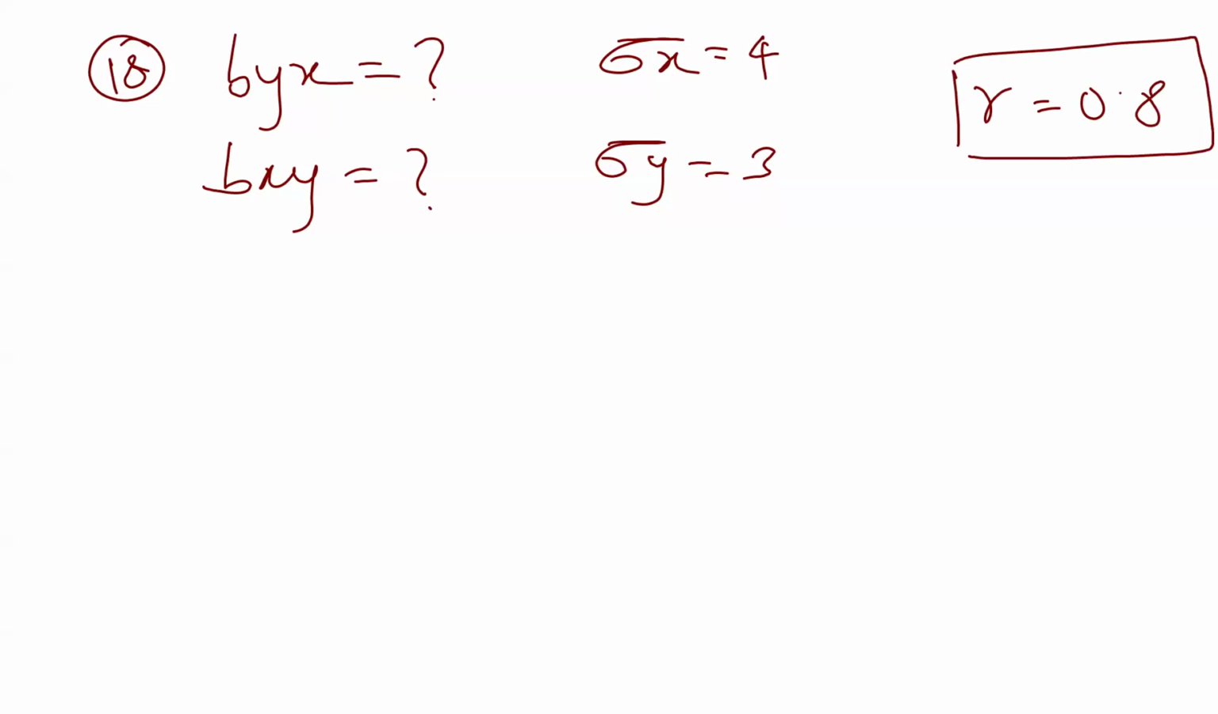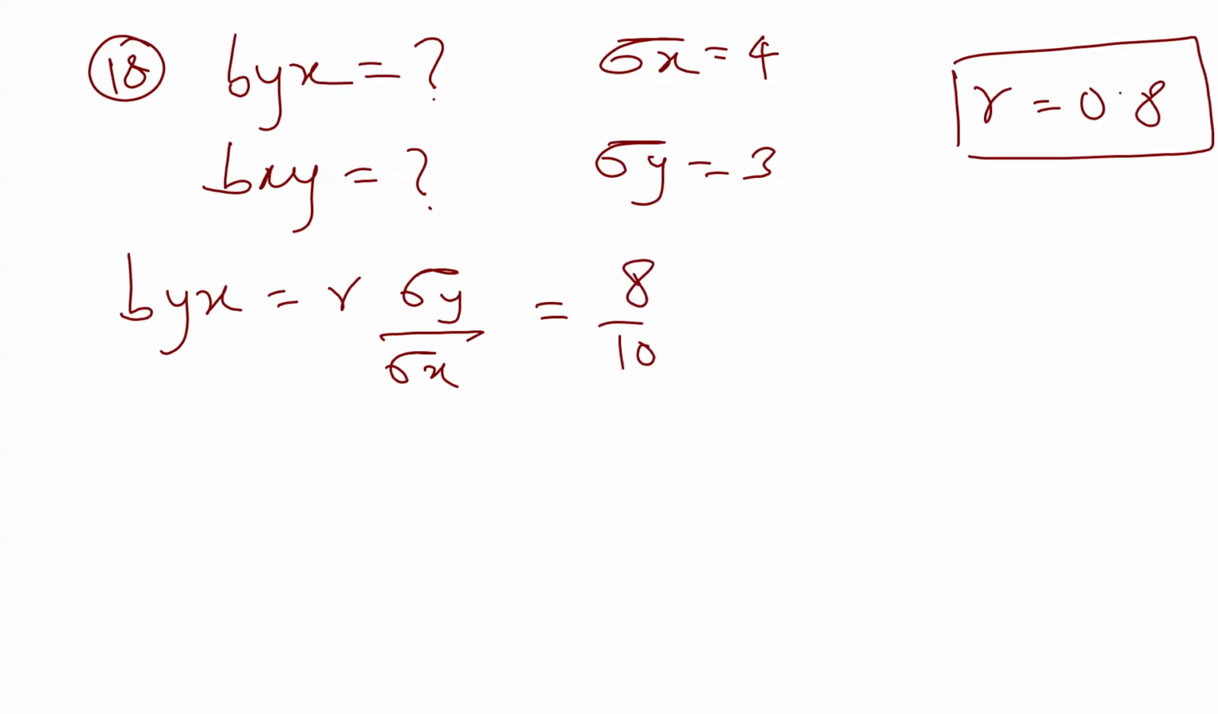So now first of all, byx is equal to r sigma y upon sigma x. I am not using the covariance formula because r is given in the problem. So whenever r is given, use the r formula. So r is equal to 0.8, which is 8 upon 10, times standard deviation of y, which is 3, upon standard deviation of x, which is 4. So this is 6 upon 10, 0.6. That is the value of byx.